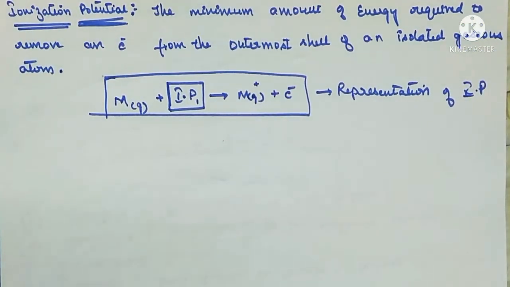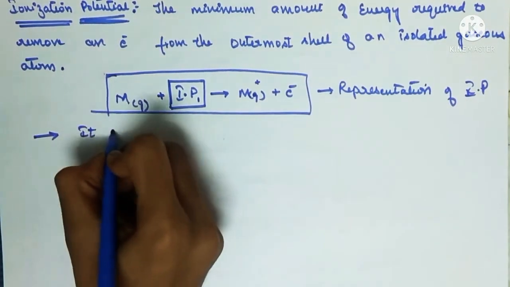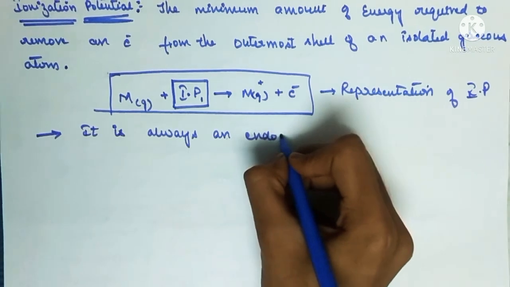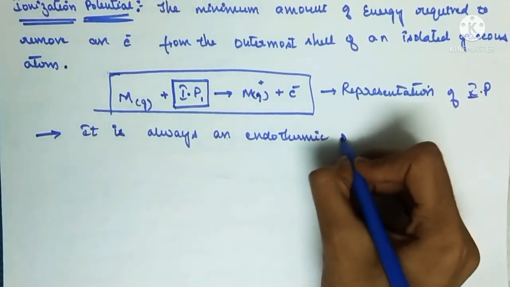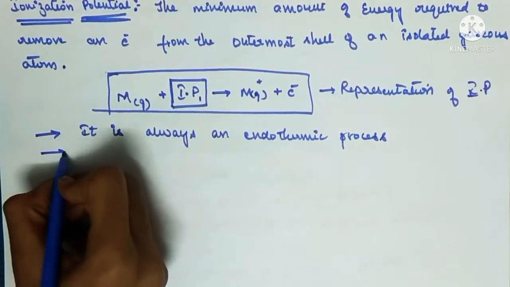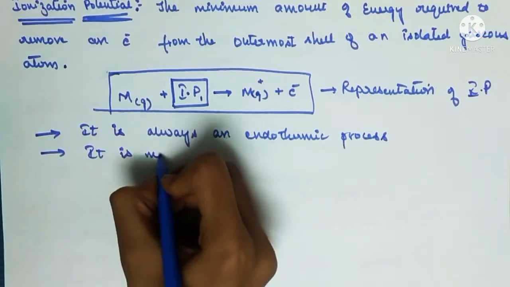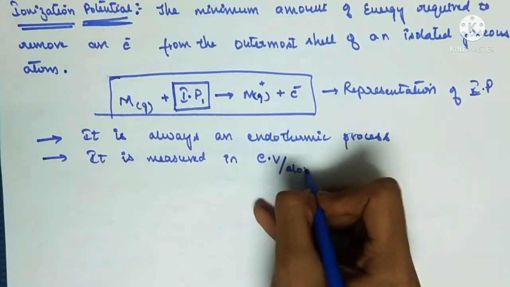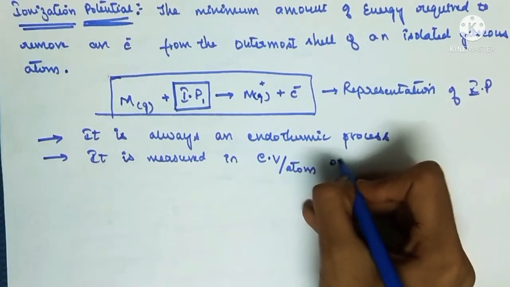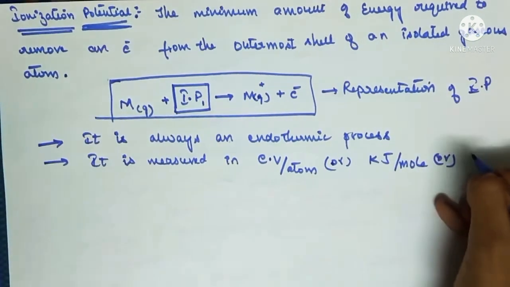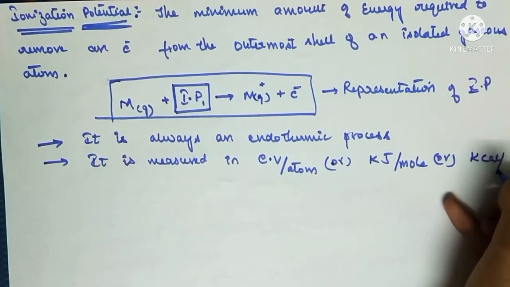Ionization potential always needs energy to remove an electron. So it is always an endothermic process. And it is measured in electron volt per atom or kilojoule per mole or kilocalorie per mole.